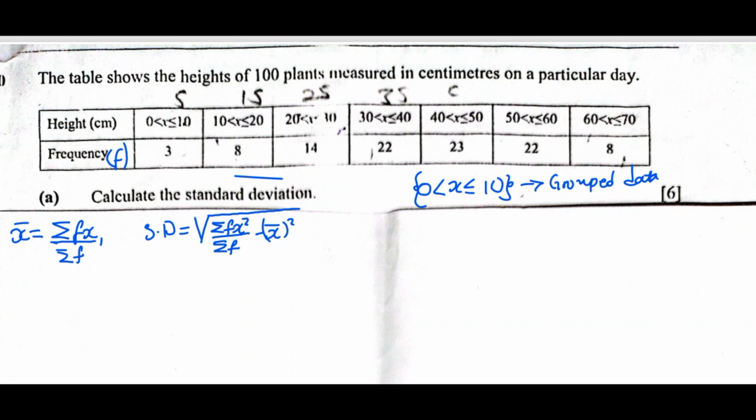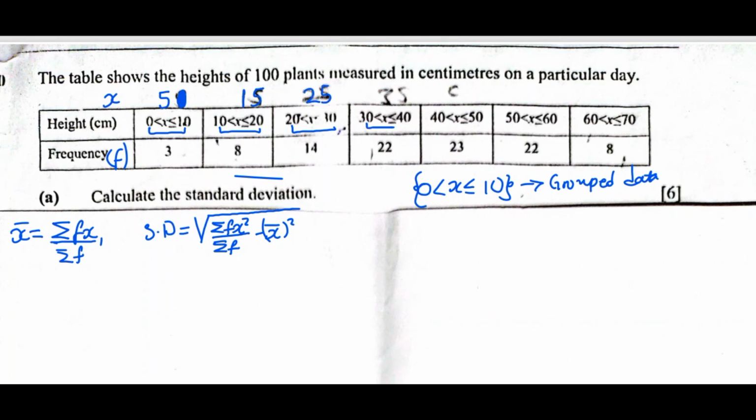Now let's begin by finding the midpoint. What you do is you add these numbers. 0 plus 10 is 10. You divide by 2, which is 5. So our midpoint is 5. Then here you add 10 plus 20 is 30. Divided by 2, we have 15. That is our x here. Then 20 plus 30 is 50. Divided by 2, we get 25.